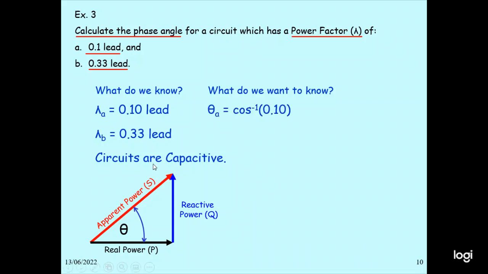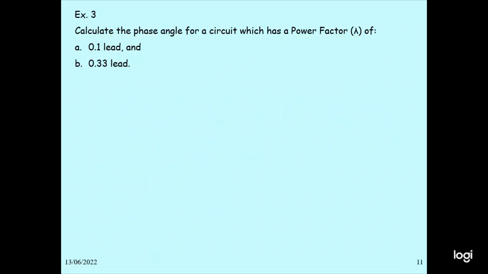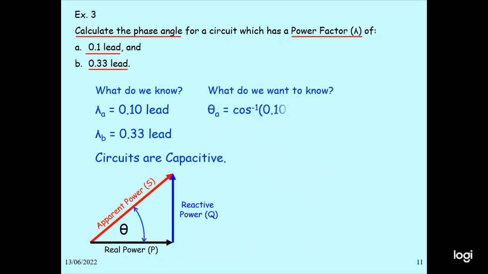Theta A, you have to find the cos inverse of 0.1, so you get 84.26 degree. Theta B is cos inverse 0.33, you get 70.73 degree. And this is the phase angle for the circuit with power factor 0.1 leading and 0.33 leading. We can calculate it this way.